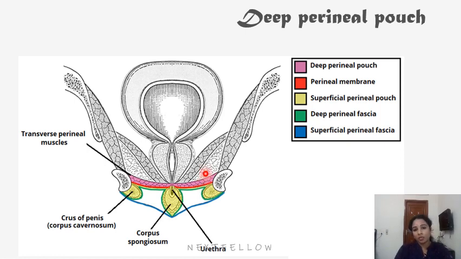Deep perineal pouch mainly contains urogenital diaphragm, which are the muscles of deep perineal pouch, containing deep transverse perineal muscles on each side. So we know the superficial transverse perineal muscles are the contents of superficial perineal pouch, and deep transverse perineal muscle are the contents of deep perineal pouch. And this deep perineal pouch extends between superior urogenital fascia and inferior urogenital fascia along with the perineal membrane. So this pink color area is the deep perineal pouch.